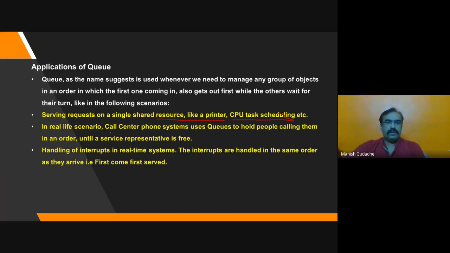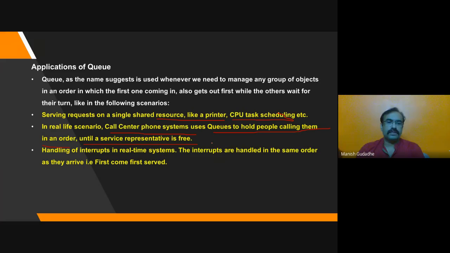In a real life scenario, a call center phone system uses a queue to hold the people calling them in order. Generally, once you call, they'll give you the waiting period also. Your waiting time is 15 minutes, 10 minutes, 2 minutes, 1 minute, like that. So they'll queue you up and will tell you that you are at this number and you will be served after 10 minutes or after 15 minutes.